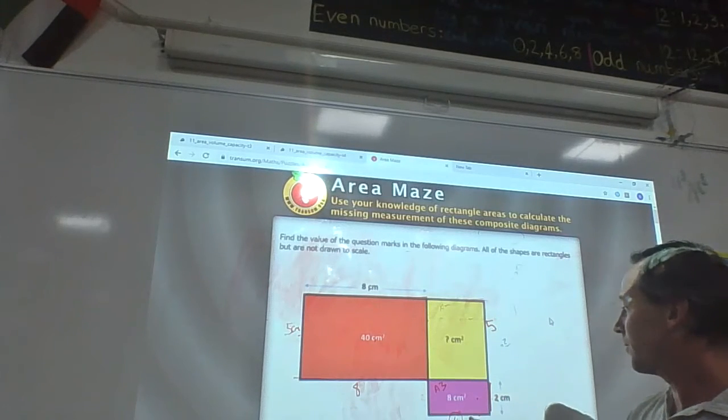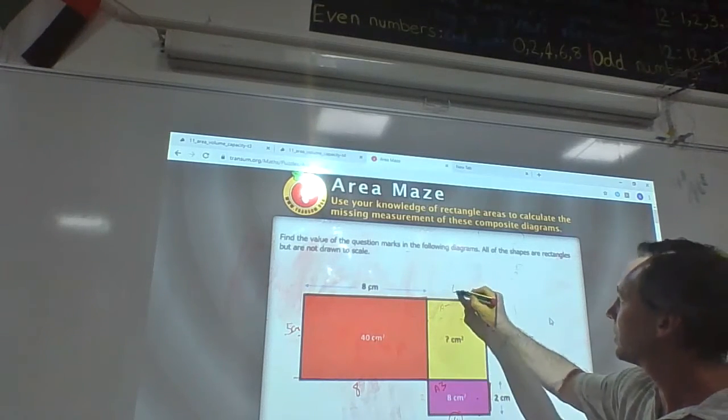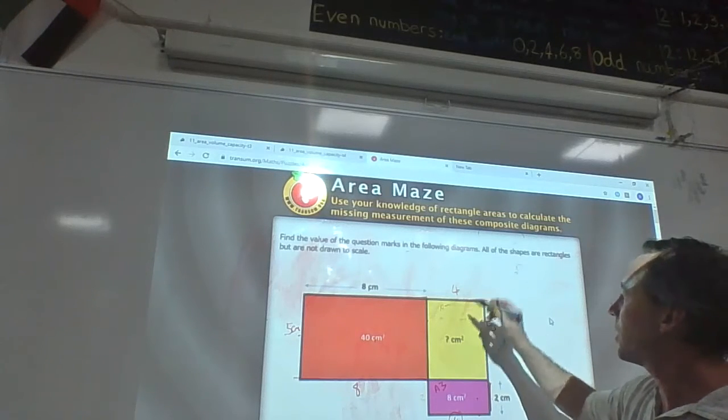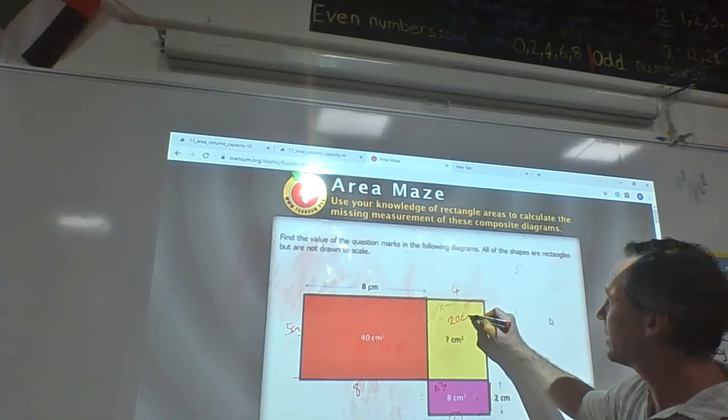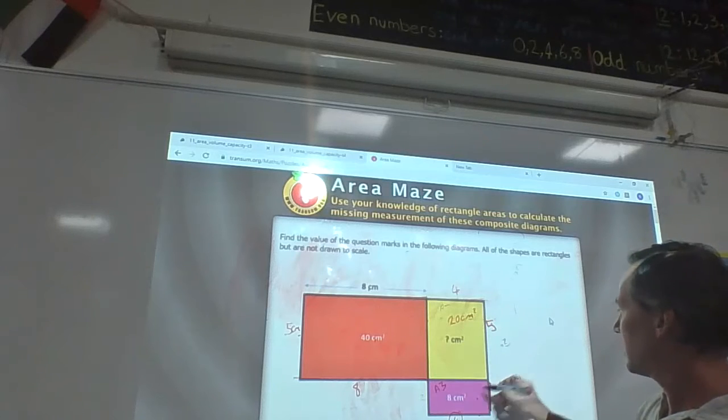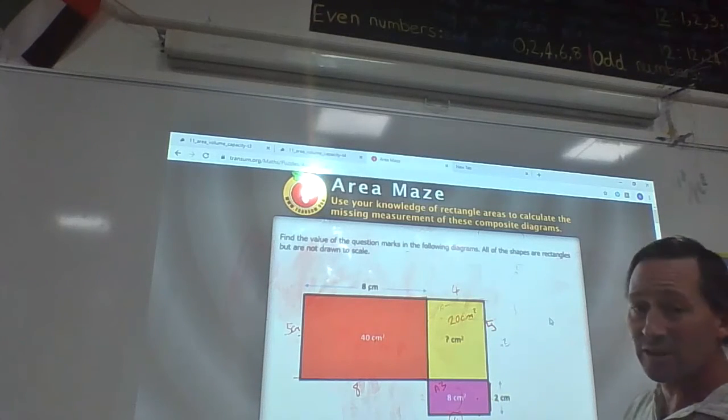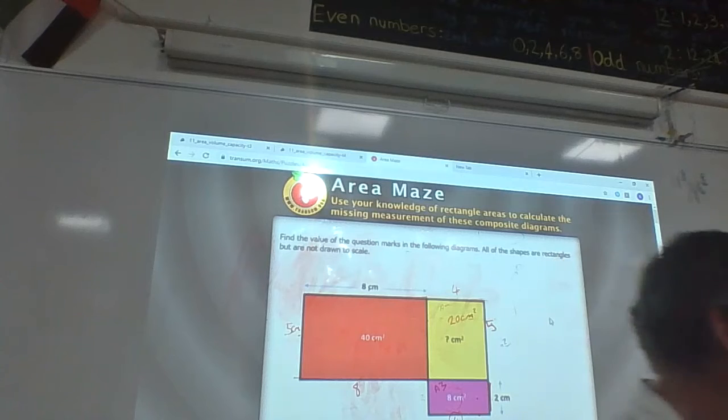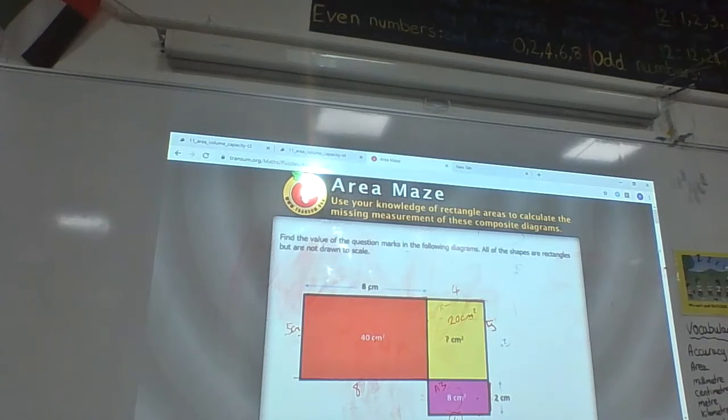8's along here, there's 4 down here. 4 times 5 is 20. So this one will be 20 centimetres. This one is 8 centimetres. So that should be your answers. And I might just see if I can put that one in there, just to show you.